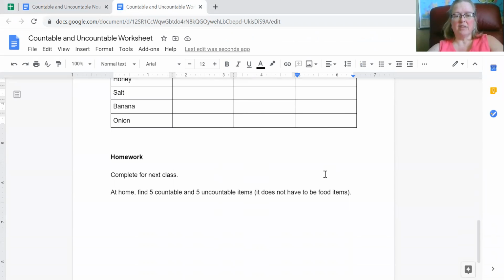And for homework, what I'd like for you to do is look around your house to see if there's something that you identify as a countable noun or as an uncountable noun. It doesn't have to be food. We've gone through a lot of food items today, so you don't need to wonder, can I find different ones? You can do whatever you would like for nouns, to find nouns at your house.